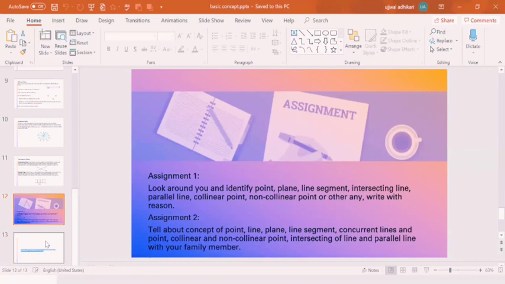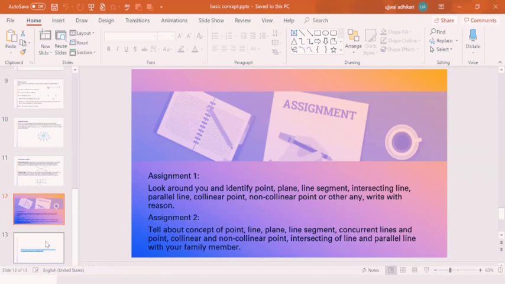And at last, students, I'm going to provide some assignments to you. Assignment 1, listen carefully. Look around you and identify point, plane, line segment, intersecting line, parallel line, collinear points, non-collinear points, or any other, with reasons. Look at the surfaces and objects around you, identify which are points, lines, line segments, collinear and non-collinear points, and write why each is a point, a line, or a line segment. You can attach your assignment in our group messenger and we will give feedback.